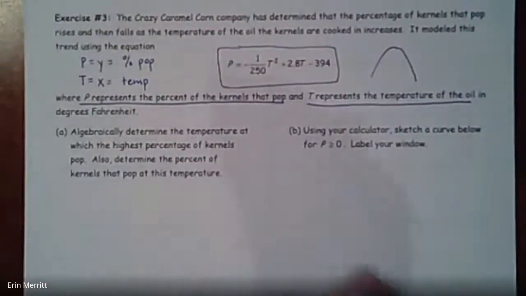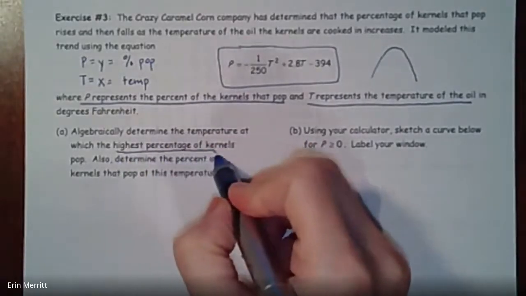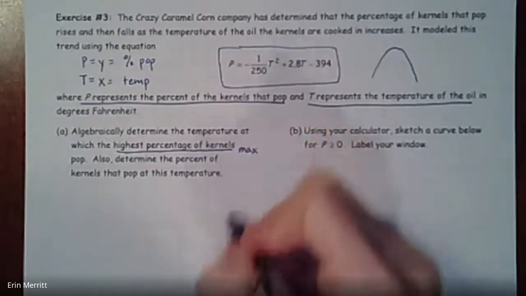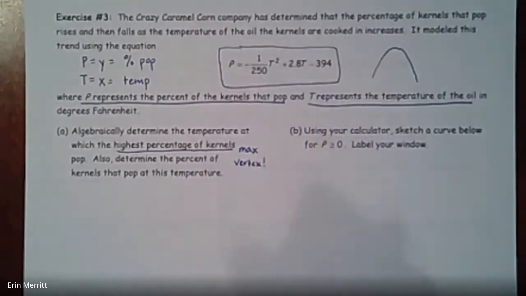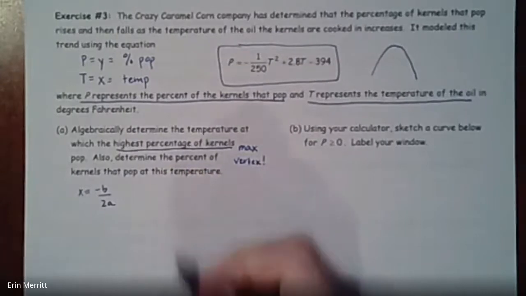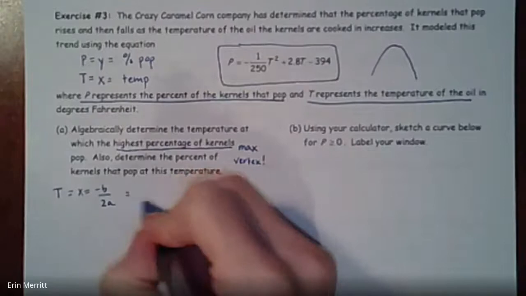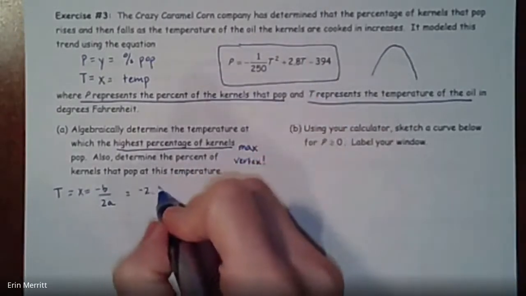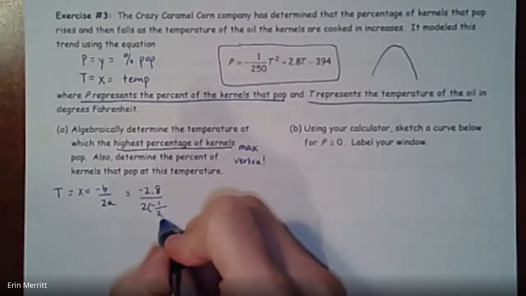All right. Algebraically, determine the temperature at which the highest percentage of kernels are going to pop. Right? Highest percentage, that's the maximum point. That's going to happen at the vertex. So here's what we can use, x equals negative b over 2a again, right? In this case, that's what T would equal. So T would equal negative b. So that's going to be the 2.8. So negative 2.8, and then over 2 times a, negative 1 over 250.